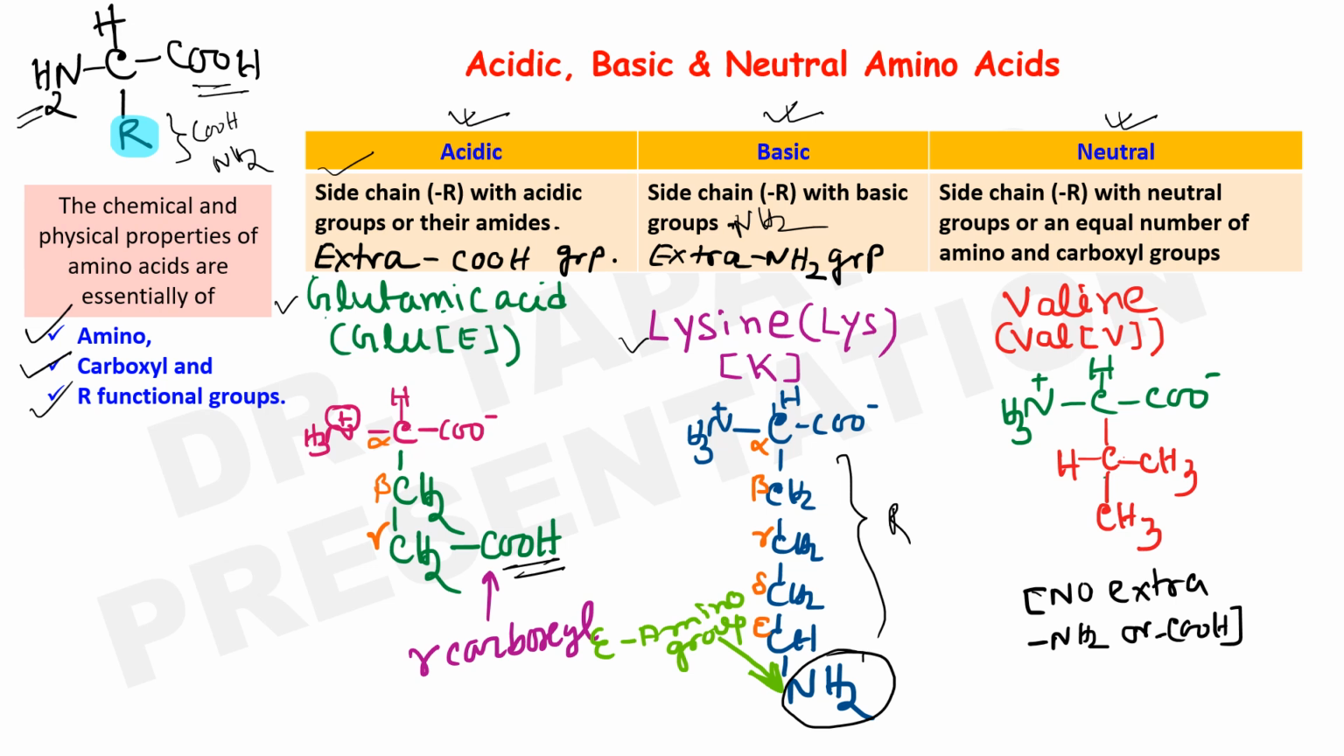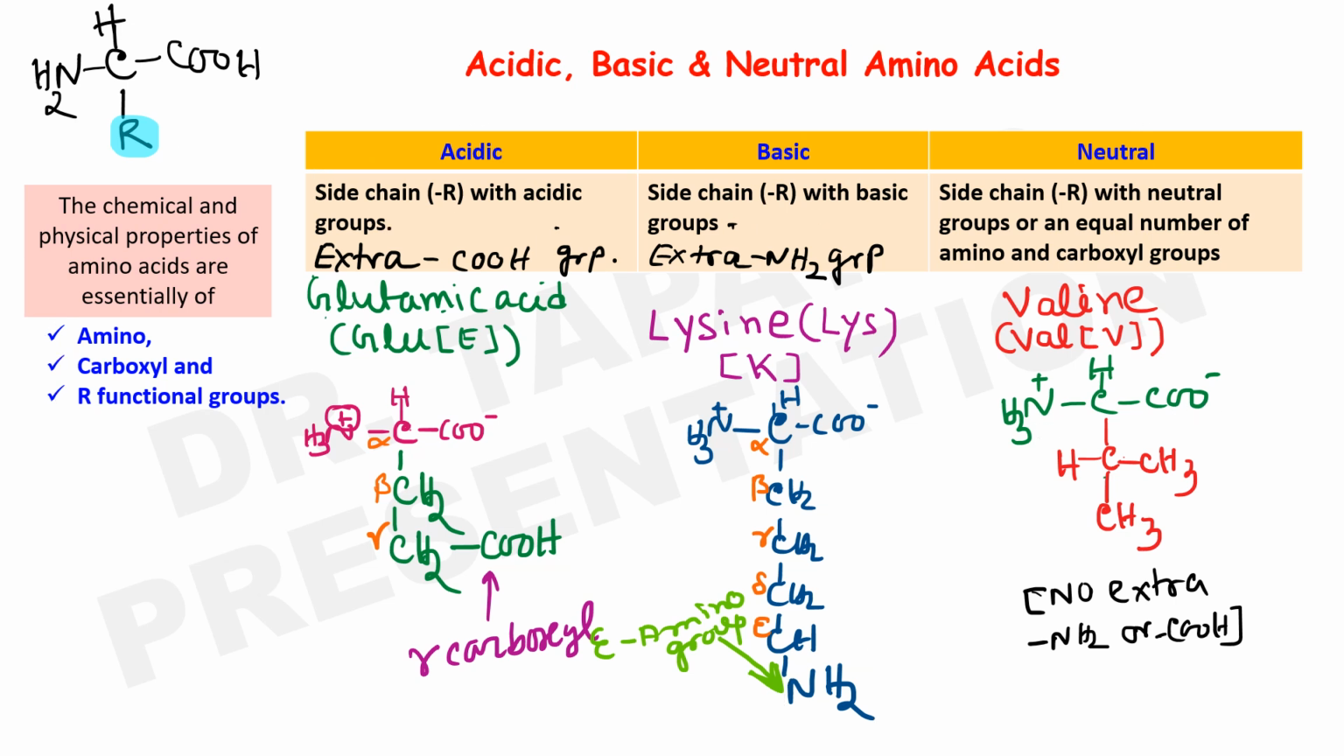If you consider neutral amino acids, the side chain has neutral groups, or an equal number of amino and carboxyl groups. If you see the example of valine, in that case one COOH group is present and one NH2 group is present. So an equal number of amino and carboxyl groups are present. But in the R group, there is no extra NH2 or COOH. Therefore, these are neutral amino acids. The equal number of amino and carboxyl groups neutralize each other. Therefore, this type of amino acid is neutral in nature.